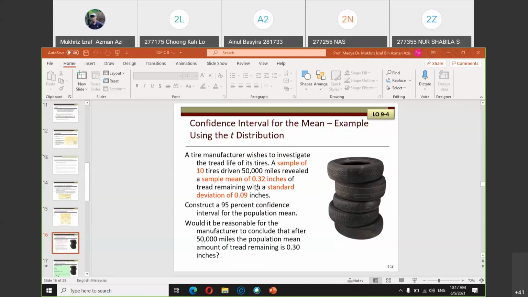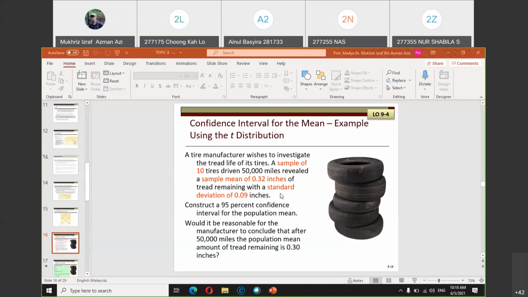Okay, so for example, in this example here, a sample of 10 tires gives the mean of this and the sigma of this. So if you understand English, this sentence is referring to the value of this sigma and the mean being based on the sample of 10. So by right, we are going to use the T distribution.